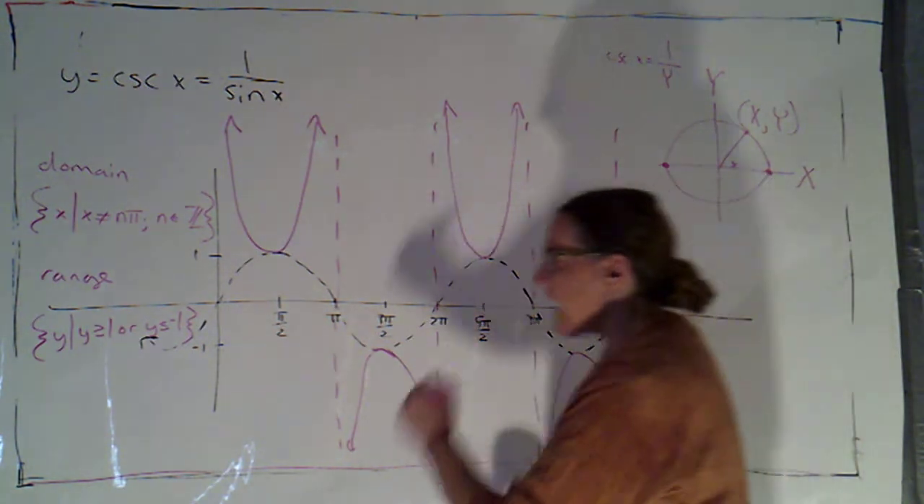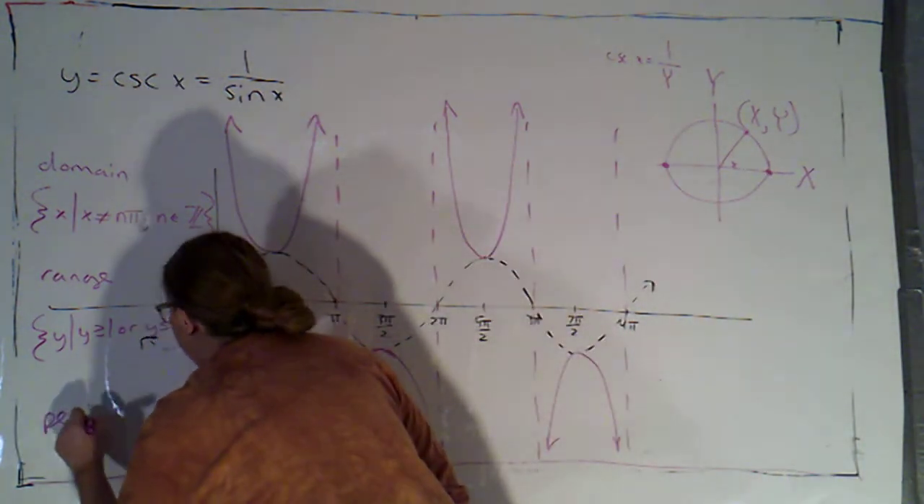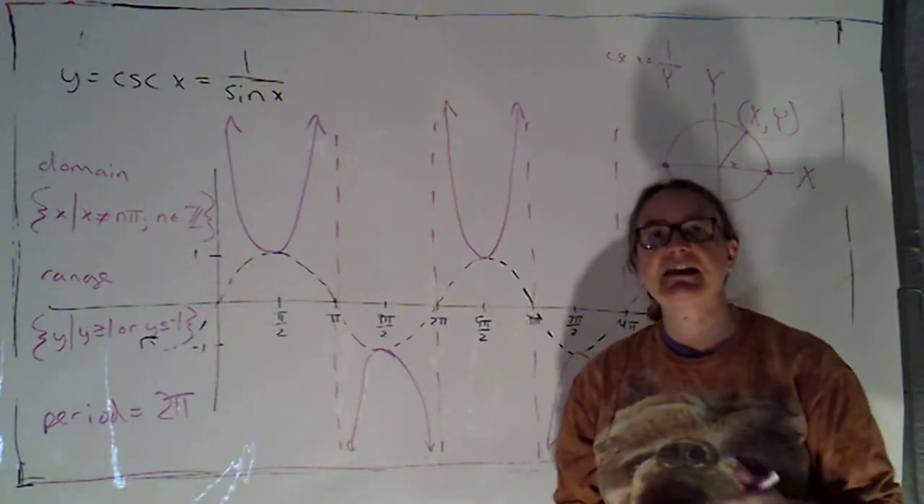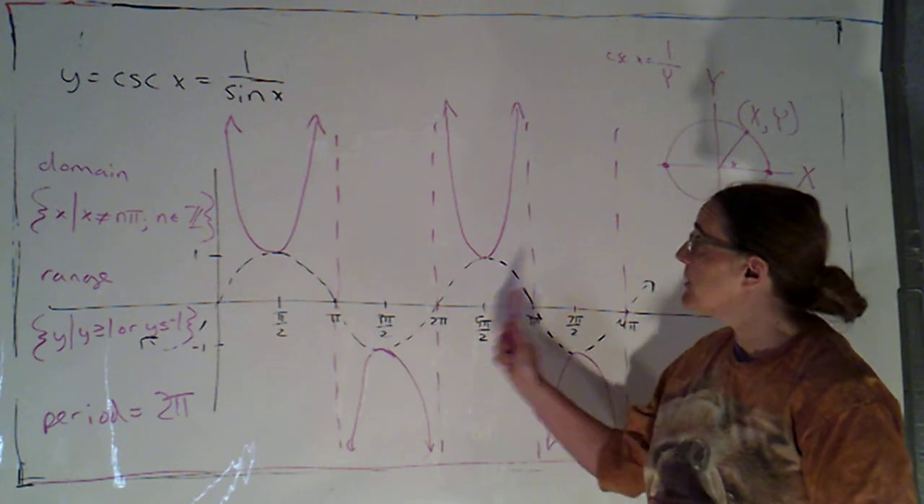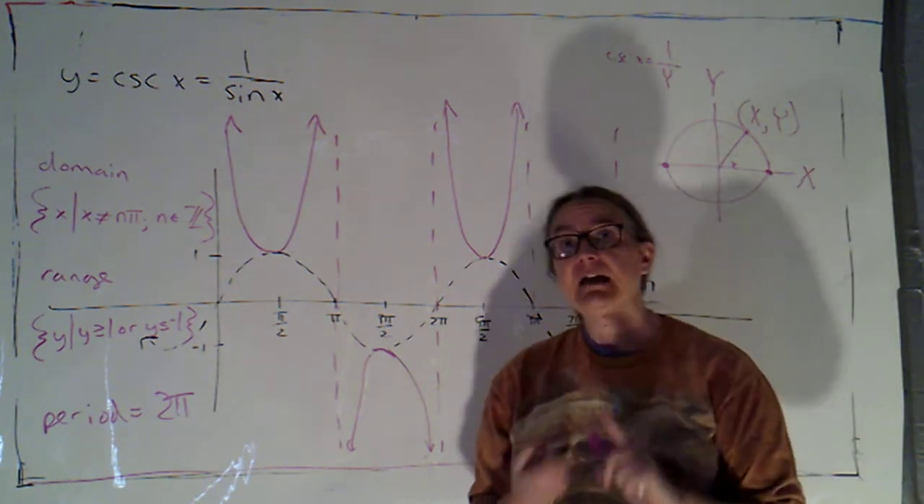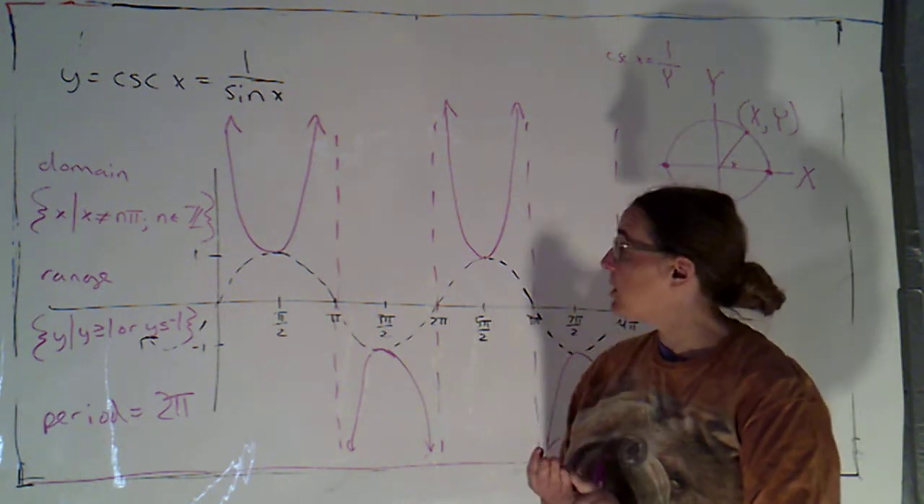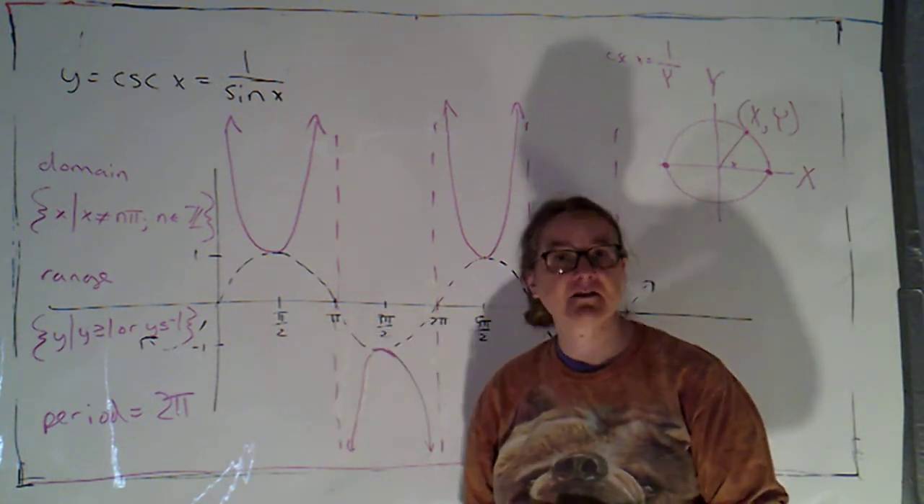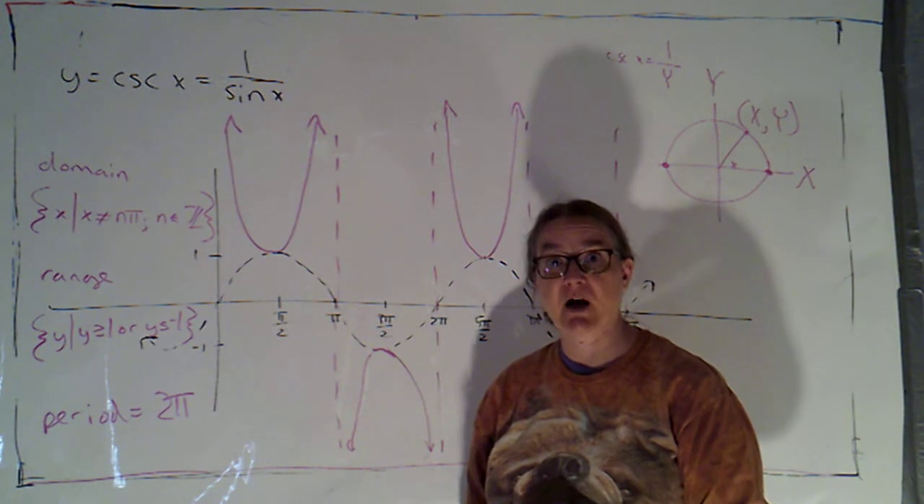Okay. I can also talk about the period of this, and just like sine and cosine and secant, the period of cosecant is 2 pi. So at this point we have graphed all 6 trig functions. Sine, cosine, secant, and cosecant all have a period of 2 pi. The 2 exceptions to that are tangent and cotangent, both of which have a period of pi.